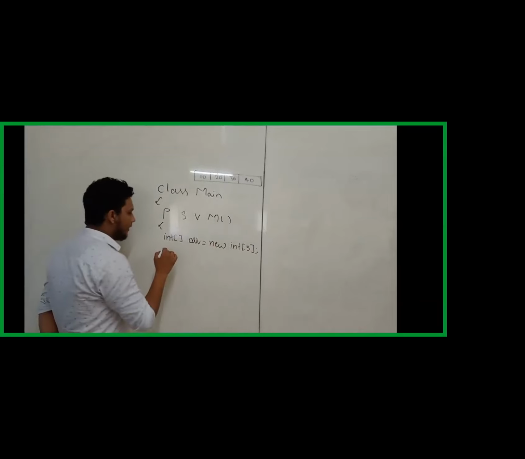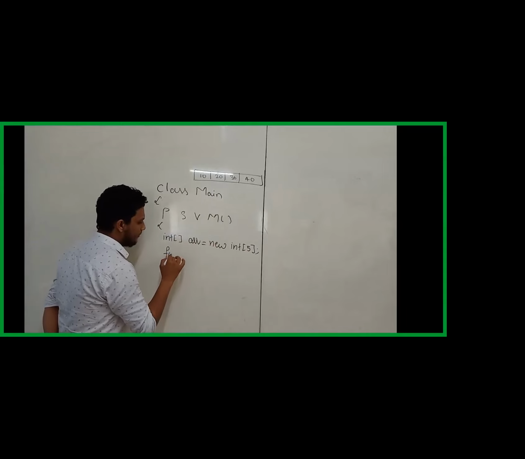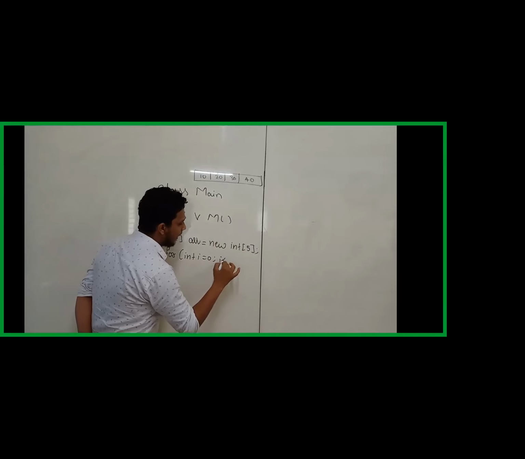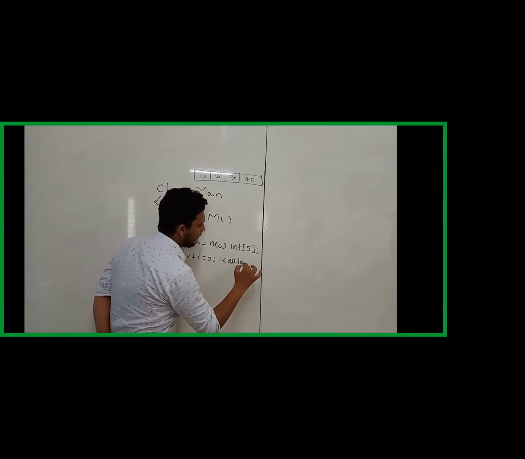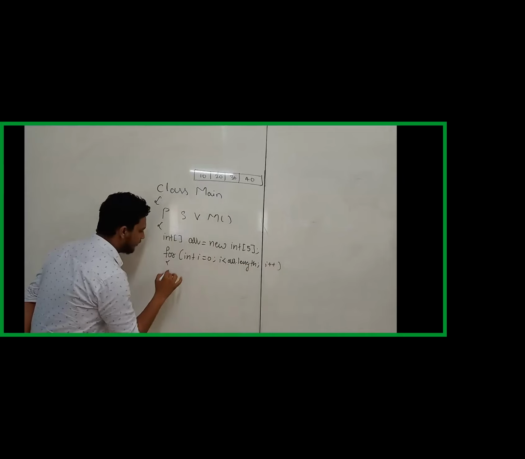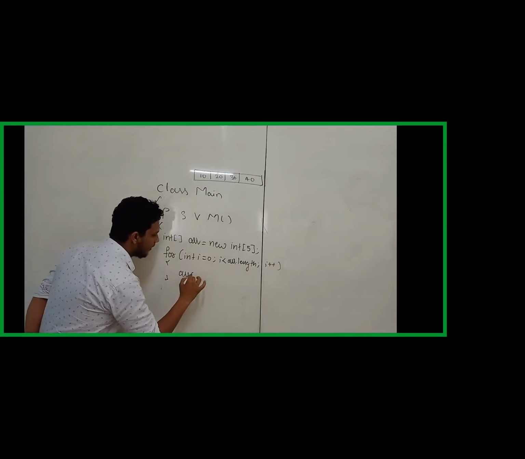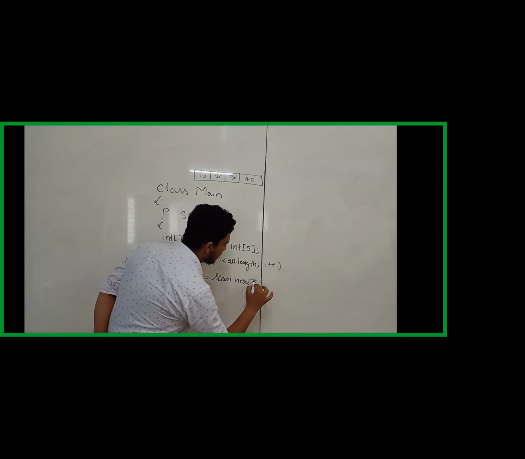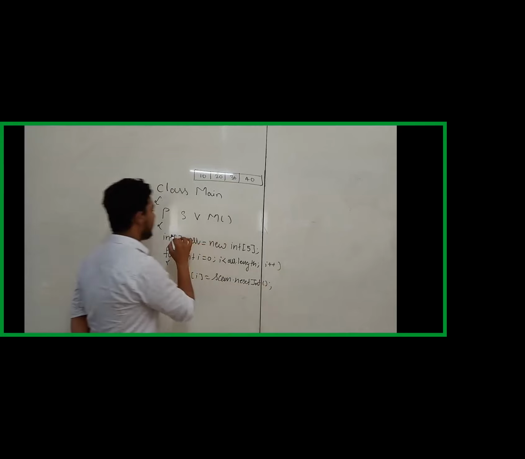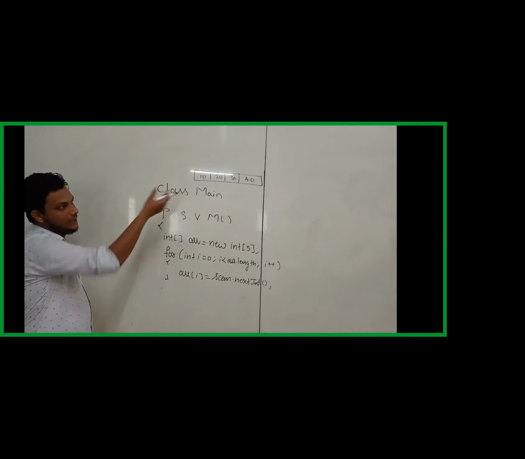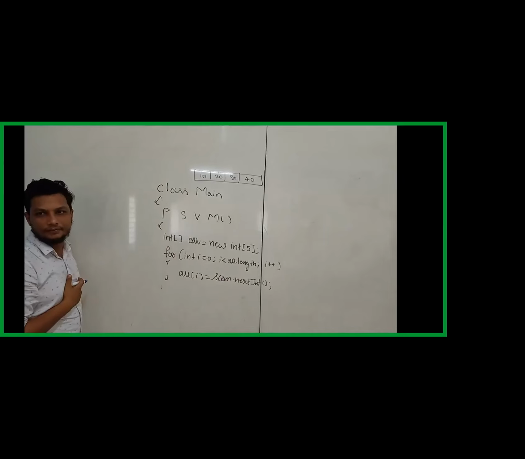Now I'll ask the user to enter the numbers. I'll make use of a for loop. for int i is equal to 0, i less than arr dot length, i plus plus, and inside this I'll write arr of i is equal to scan dot nextInt. Input the scanner: create an object of Scanner. So till here, what will happen? I'll collect the values and store them in an array. Is it clear? Do you want me to do the tracing of the program till here?